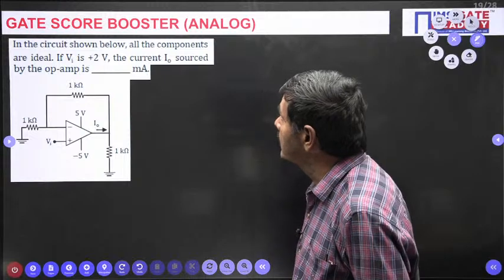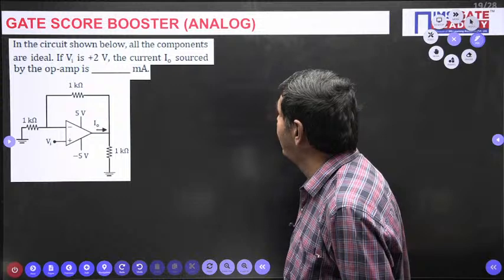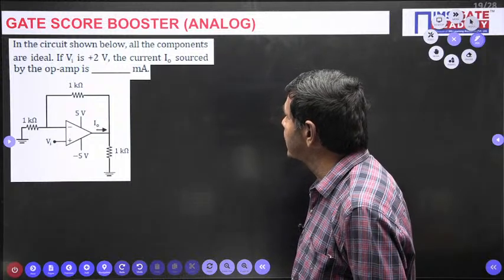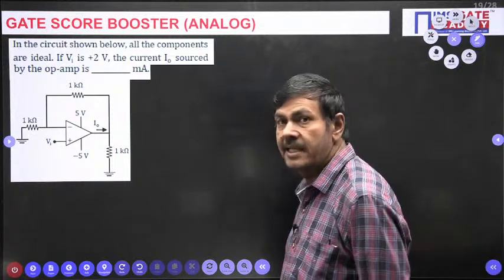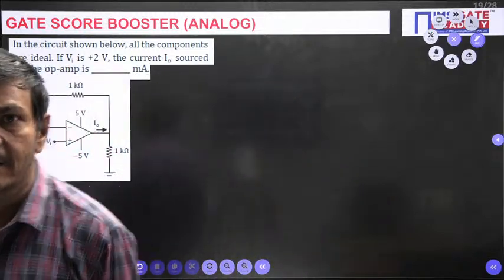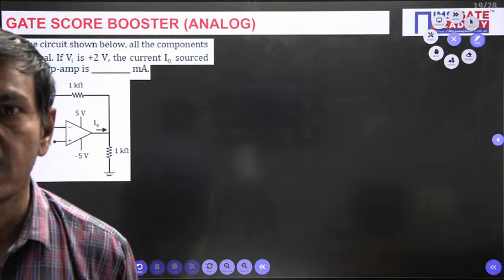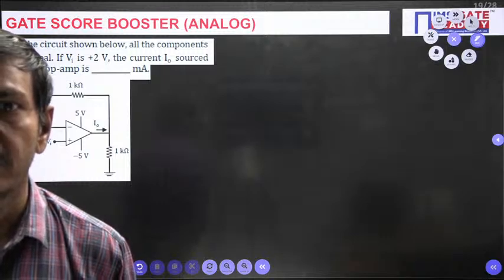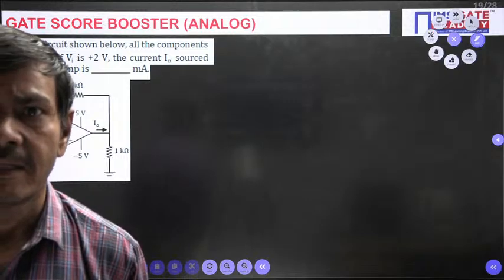What is given in the problem? In the circuit shown below, all the components are ideal. If Vi is 2 volts, the current I0 sourced by the op amp is dash milliamperes. It is asking to find I0. If R2, R3 equal 10 kilo ohm, and they have given the voltage value, that is 5 volts.